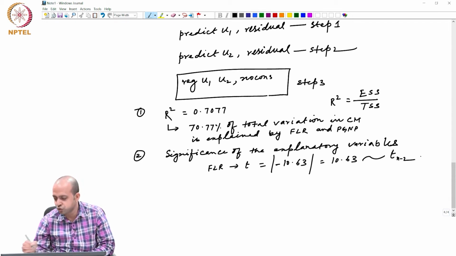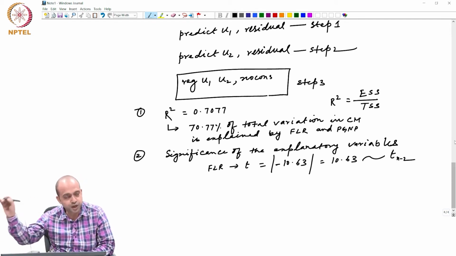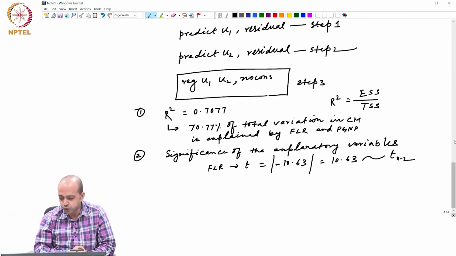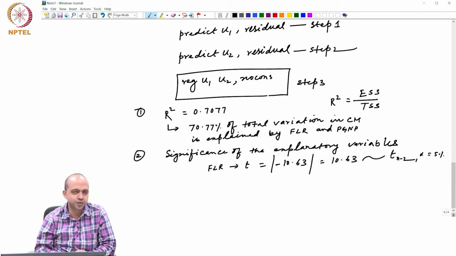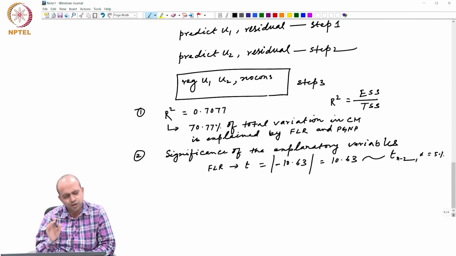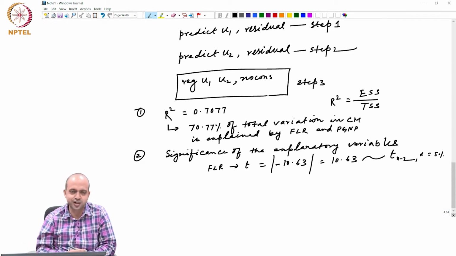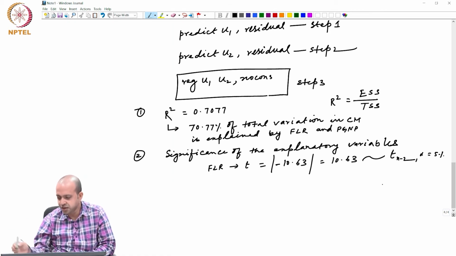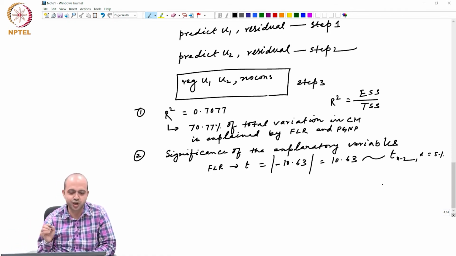So, that means 62 degrees of freedom and 5%, 1% and 10%. This we have to compare from the table. At alpha equals 5%, we need to get the value. Since this is 10.63, even without comparing, any value beyond 3 or 4, by rule of thumb, we can say this calculated value would be greater than the tabulated one, and since it is greater, we have to reject our null hypothesis.